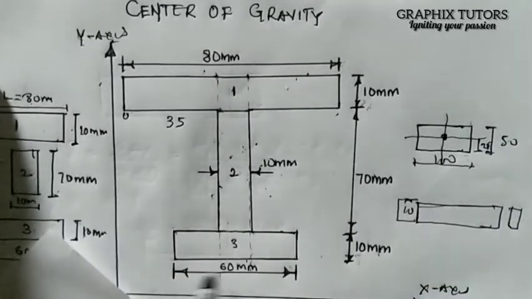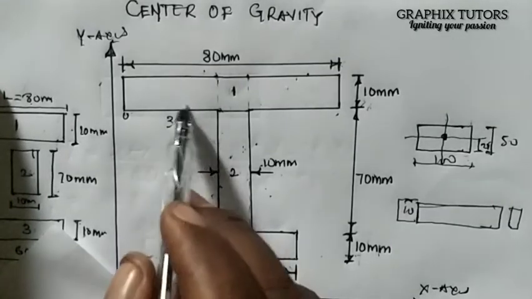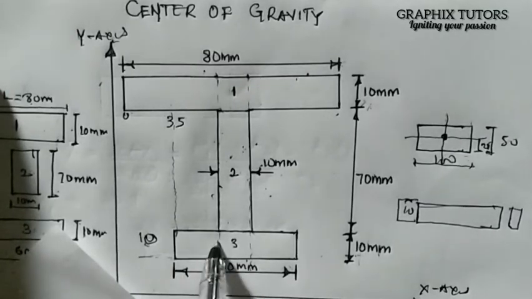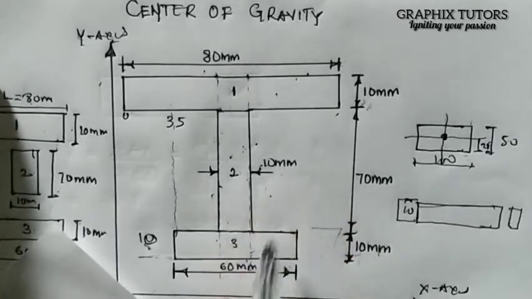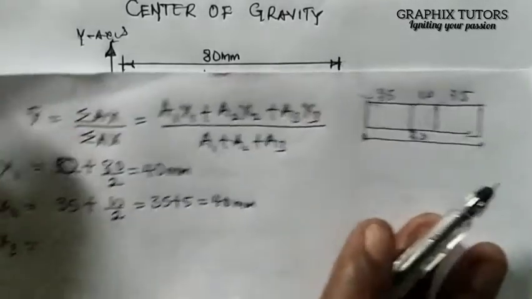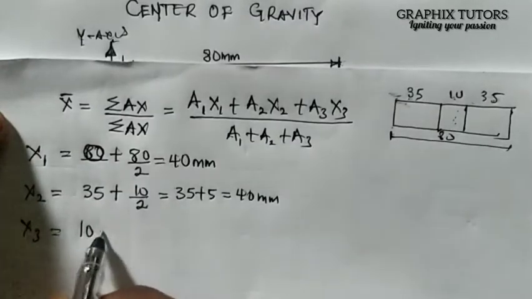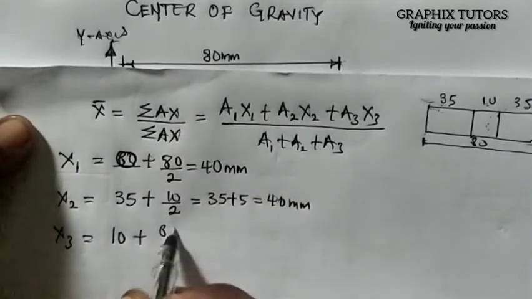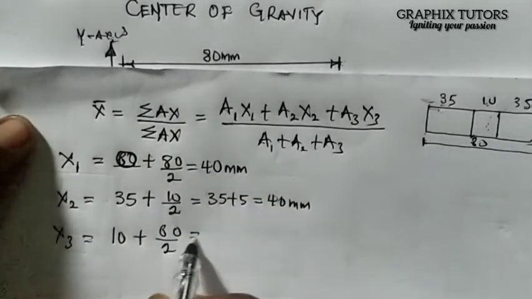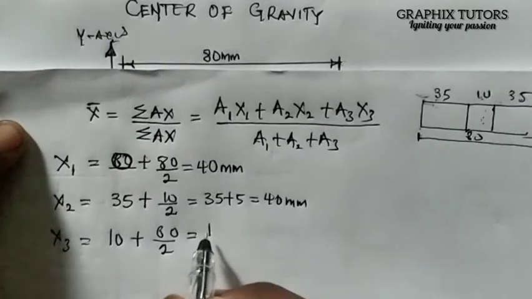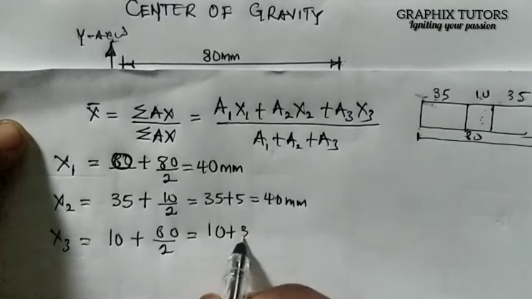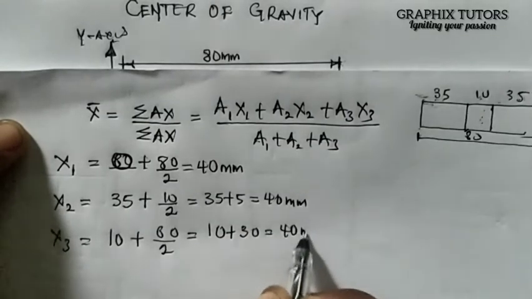So before I get to this 60, I'm going to travel a distance of 10 before I get to this figure. The beginning is 10, 10 plus 60 is 70, plus the extra 10, just to make these two figures balance at the same length. So it will be 10 plus the 60 all over 2 that I'm considering. 60 over 2 will give me 30, plus 10, and that will give me 40 millimeter.